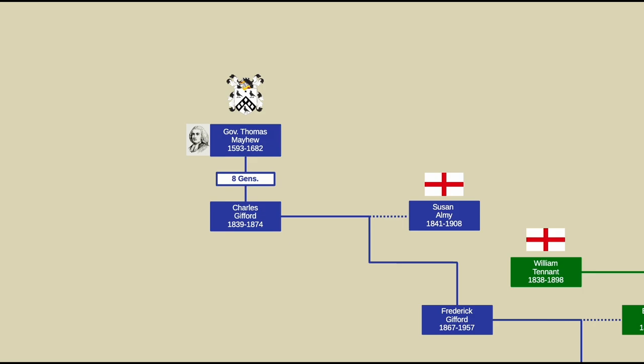If you go up 8 generations from Charles, he is a descendant of Governor Thomas Mayhew. He was the governor of Martha's Vineyard, which is an island in Massachusetts. Now, his assistant, Peter Fowler, was the maternal grandfather of Benjamin Franklin.